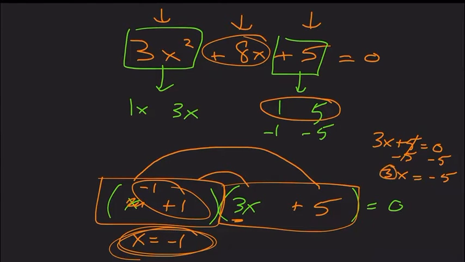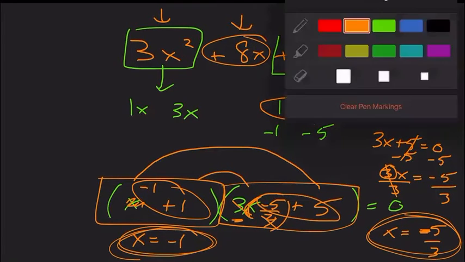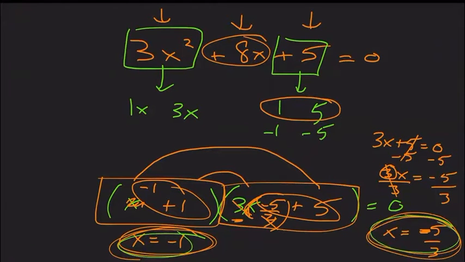It's being multiplied right now. 3x means 3 times x. So the opposite of times, we're going to divide to get rid of it. The 3's cancel out, leaving us with x equals -5/3. It's fine that it's a fraction. That's not a problem. That's -5/3, and so that's our other answer. If you were to plug in -5/3 here for x, the 3's would cancel out, leaving you with -5 plus 5, which is 0. So that works out. So -1, -5/3.